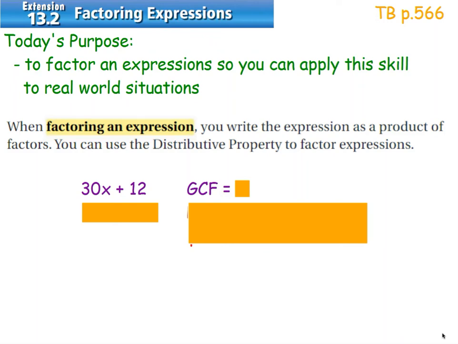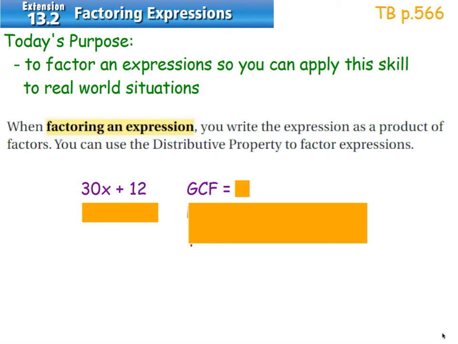Today's lesson is extension 13.2, factoring expressions, on page 566. Our purpose today is to factor an expression so you can apply this skill to real-world situations. Now, we've had lots of experience with factoring expressions. The difference between what we've done in the past and what we're going to do today is that today we are going to be using integers as well as rational numbers.